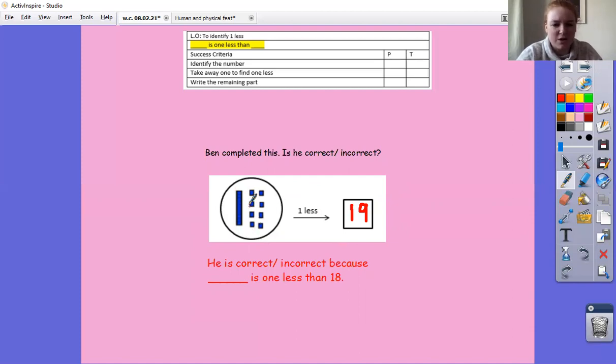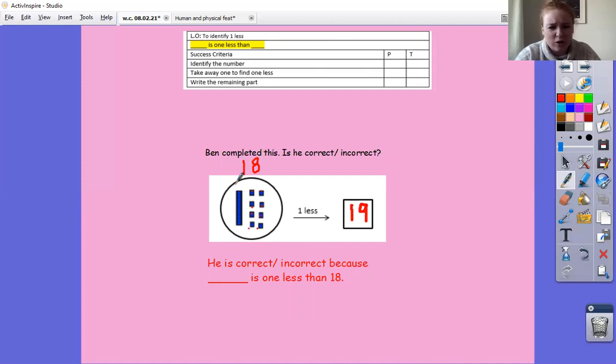Let's identify this number. How many 10s has it got? Which are my 10s? These are my 10s. How many are there? There is 1 ten. Fantastic. And then these are my 1s. How many 1s are there? 1, 2, 3, 4, 5, 6, 7, 8 ones. 1 ten and 8 ones. Okay. So this is the number I started with.